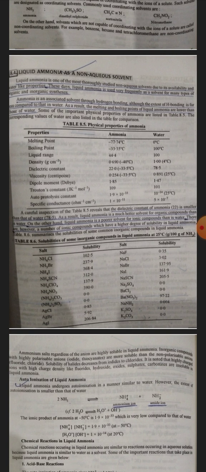Some of the important physical properties of ammonia are in the table. The melting point is minus 77 degrees Celsius. Boiling point is minus 33.35 degrees Celsius. Liquid range 44.4, and these are the main characteristics of ammonia.